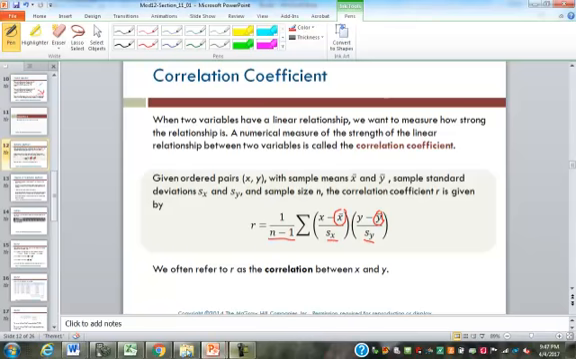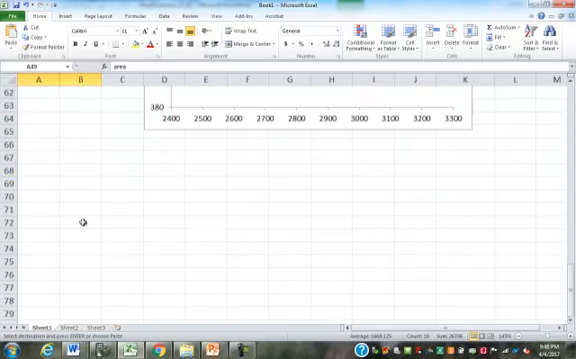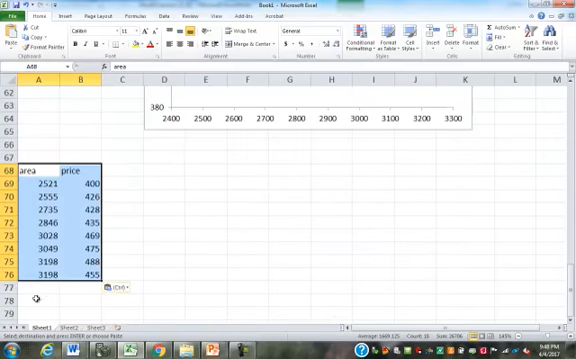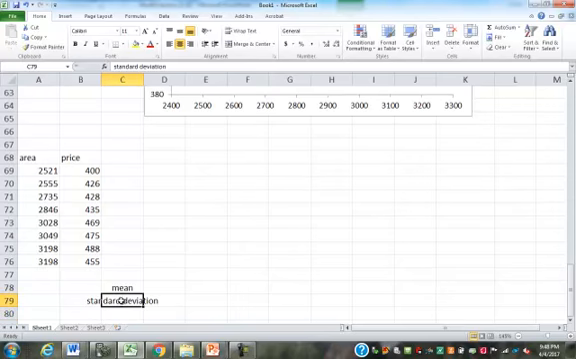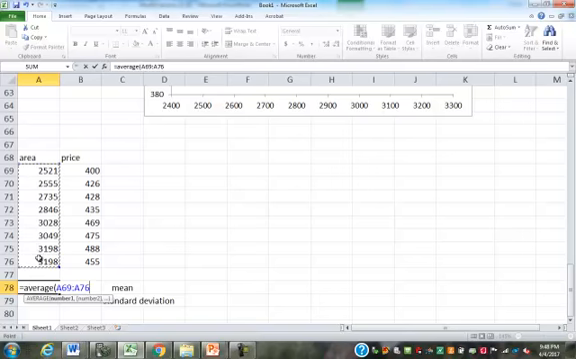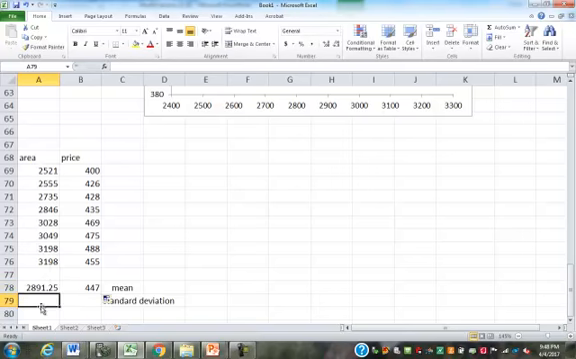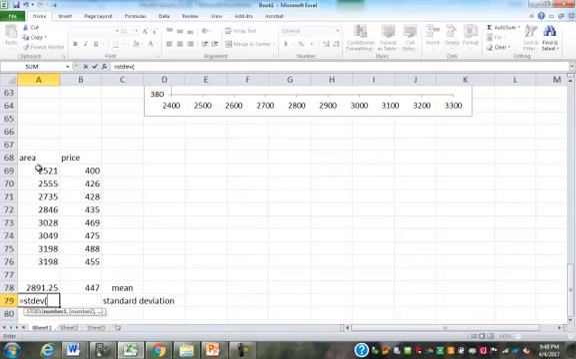If I wanted to do that in Excel, I'm going to copy and paste this table down here so I can work with it. So let's do the mean and standard deviation here. I'll find the average, the mean of that set of data, the mean of that set, and the standard deviation for each set. So there we have them.